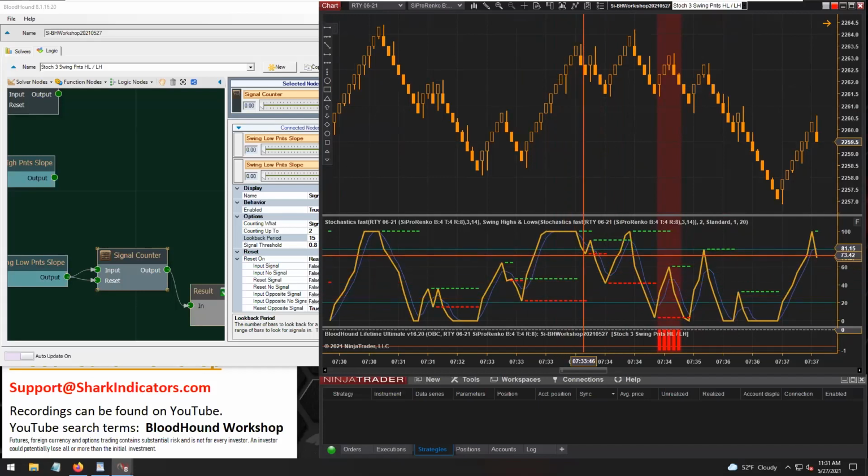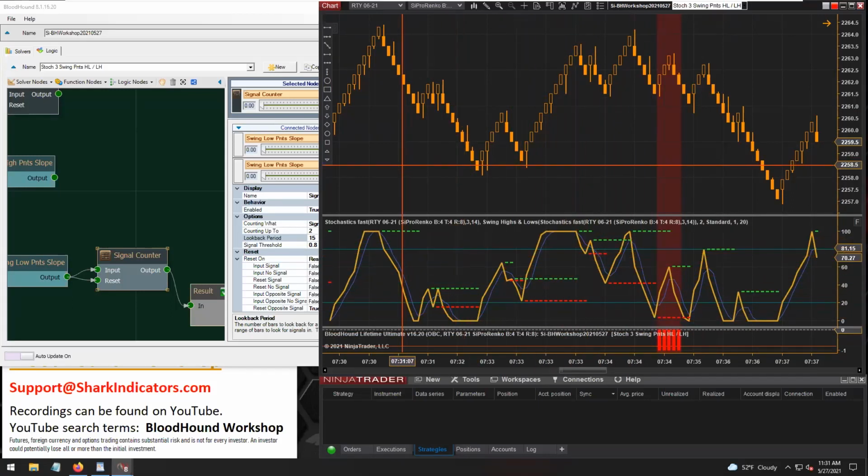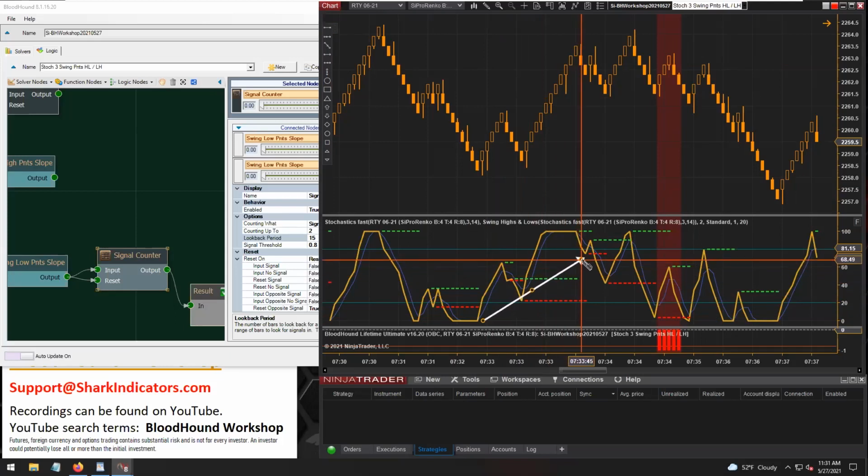Yeah, there we go. So there's 3 low points stepping down. Ah, here we go. So there's 3 lows stepping up, but that was not detected.